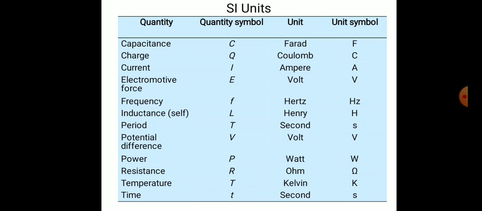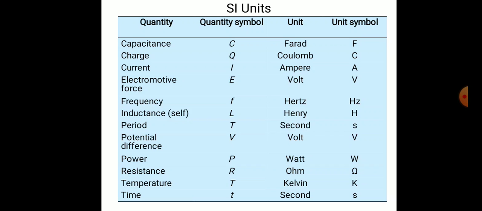We have the SI units. You can see that capacitance is represented with the C. The unit is farad. The charge is represented with the Q. The unit is coulomb. Current is represented by I. The unit is ampere, represented by the capital A. Electromotive force, the unit is volts, V. Frequency is measured in hertz. The unit symbol is Hz. Inductance is measured in henry, capital H. Time period is represented in seconds, that is S.